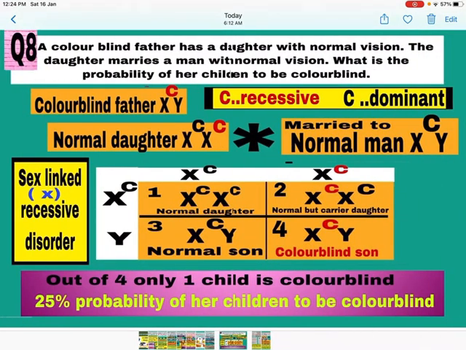Question number 8. A color-blind father. Color blindness is a sex-linked recessive disorder. The gene for this is present on the X chromosome. Clear? A color-blind father has a daughter with normal vision.